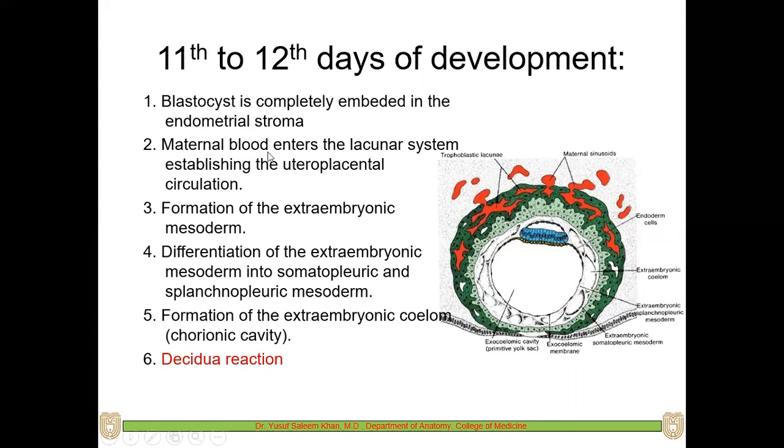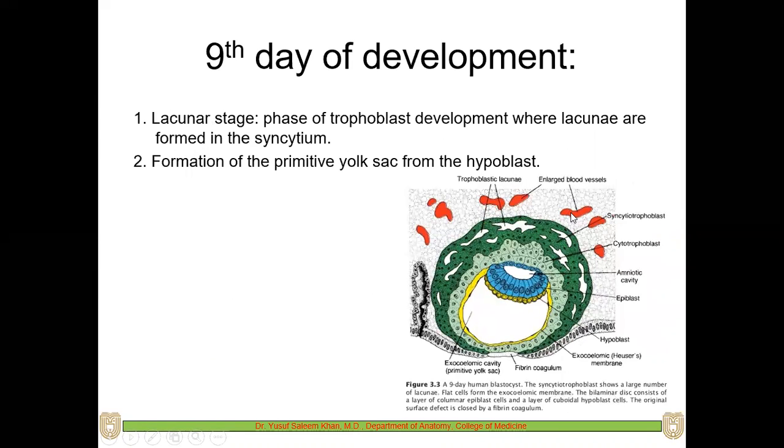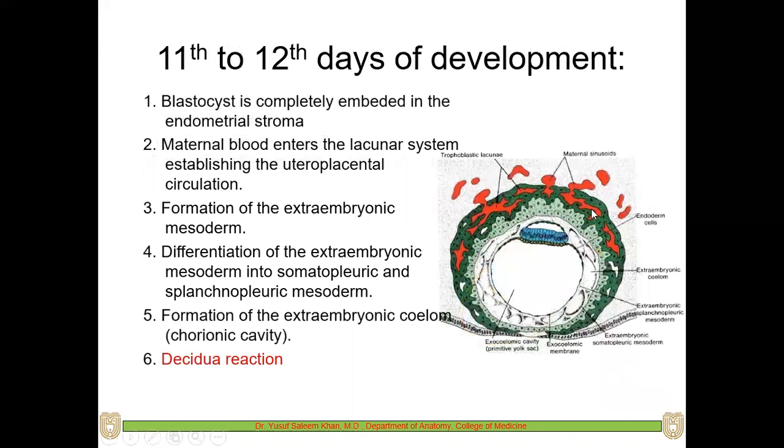Maternal blood starts entering the lacunar system, establishing the uteroplacental circulation. As we have seen, this was the lacunae. Now it started eroding the blood vessels, and the blood vessels started leaking into these spaces. This is called the uteroplacental circulation, through which, still by diffusion, the maternal blood will be nourishing the fetus. Still there is no direct contact, but by diffusion it will be nourishing the developing fetus, which is still in the two-layer germ disc. So this type of circulation is called the uteroplacental circulation.